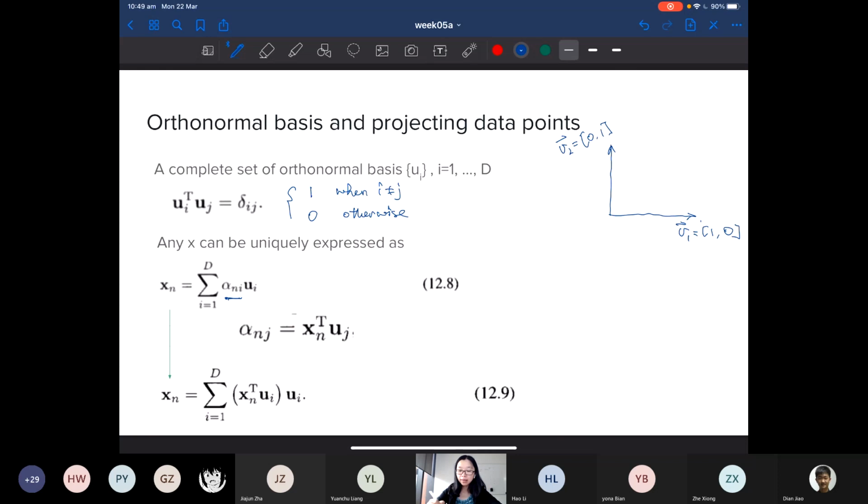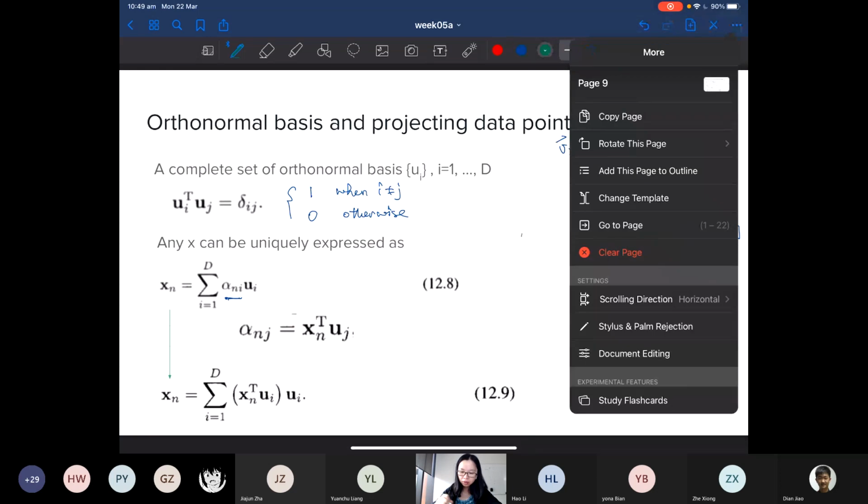In other words, if we have two components of X, we usually label the axes as x1 and x2, right? And if we have another set of orthonormal bases, u1 and u2, they are just rotations, like this. u1 is like this, and u2 is like this. They are still perpendicular to each other.